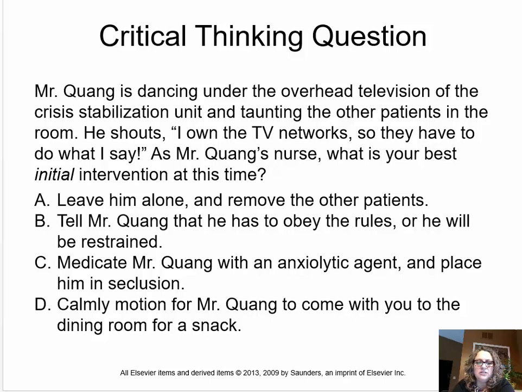Okay, and one last question, and then this presentation is over. Mr. Quang is dancing under the overhead television of the crisis stabilization unit and taunting the other patients. He shouts, "I own the TV network, so they have to do what I say." And as Mr. Quang's nurse, what is your best initial intervention? Leave him alone and remove the other patients. Tell Mr. Quang that he has to obey the rules or he will be restrained. Medicate Mr. Quang with an anxiolytic and place him in seclusion. Calmly motion for Mr. Quang to come to you to the dining room for a snack.